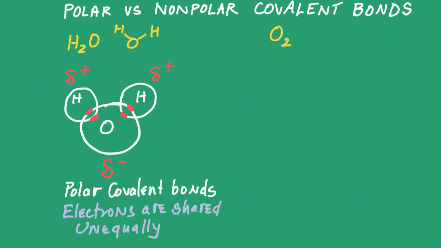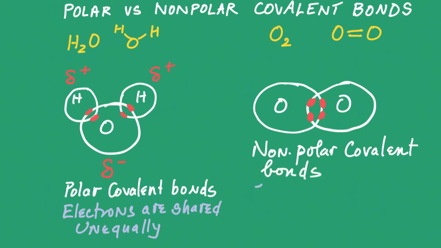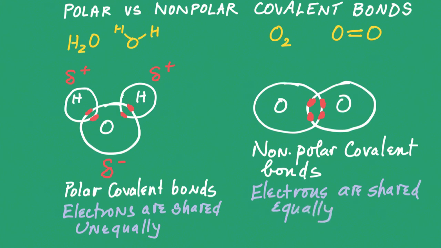Let's compare this to a non-polar covalent bond. We just saw a double bond between oxygen atoms, and here both oxygen atoms are equal in size and they share the electrons equally. In non-polar covalent bonds, there is no charge in the opposite ends of the molecule and the electrons are shared equally. It's because the electrons are shared equally that you don't have the charges in the different parts of the molecule.